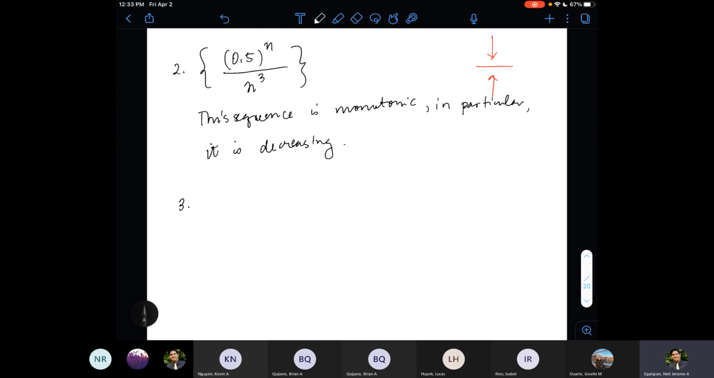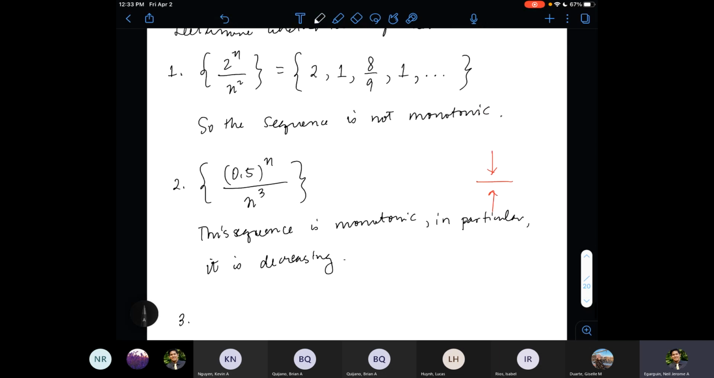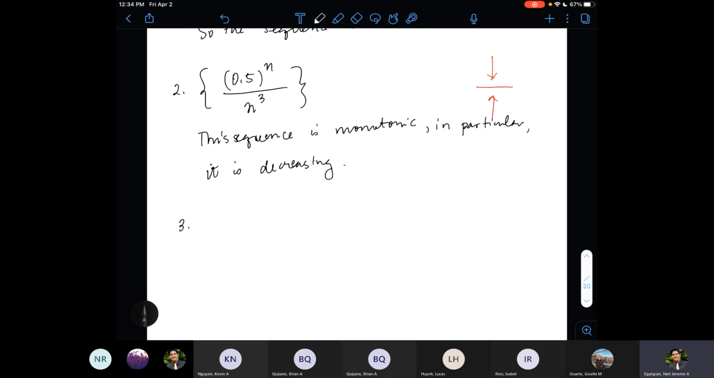Okay. Now, all we did in the previous two examples is to just play on our intuition, right? Look at the pattern or list the first few terms. That's fine. But let's look at this one.